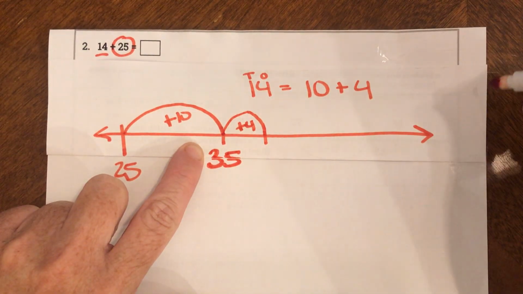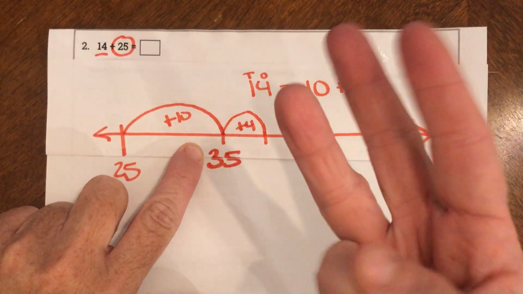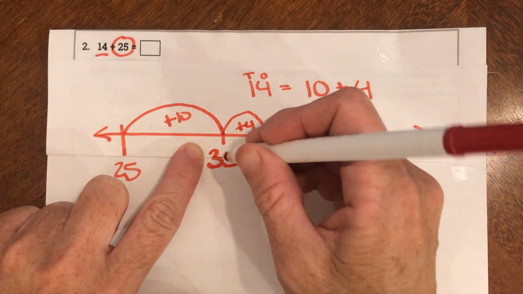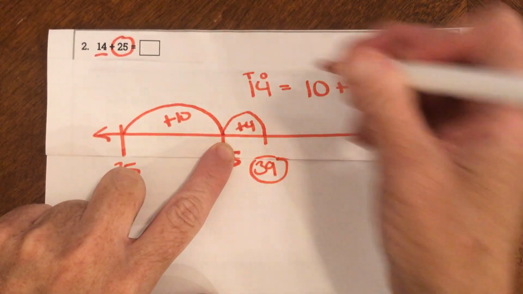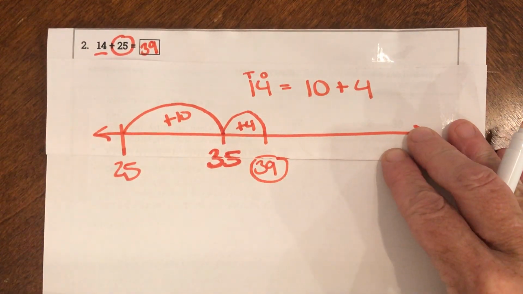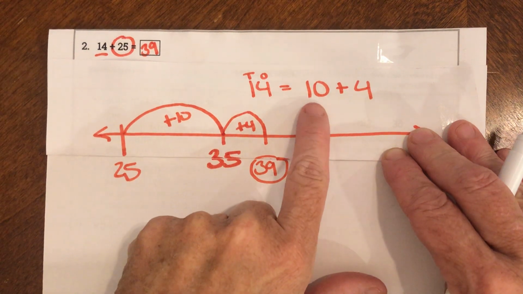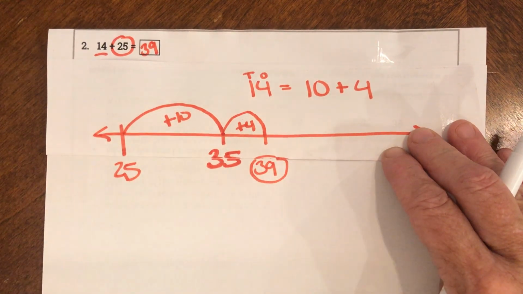And I could count on that. I could say 35, 36, 37, 38, 39. If I added 4 to that, I would get 39. And that is my sum, 39. This time there's not a different way to do it because I only had 1 ten. So I really can't do it a different way.